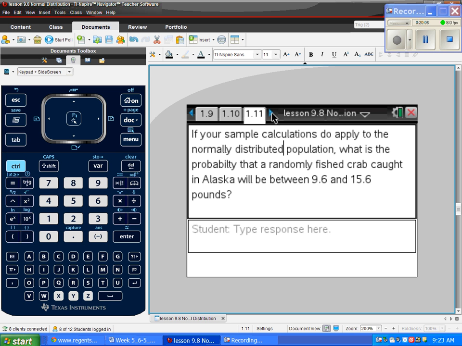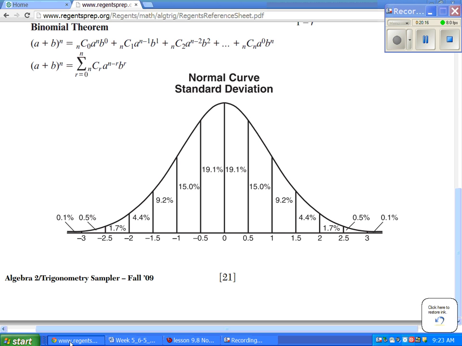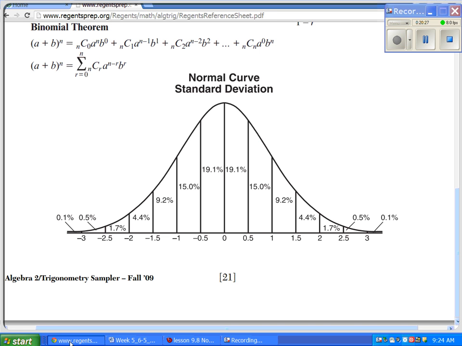Normally distributed. So that means I can go to my reference sheet and I could draw it out. Okay? And as you guys are drawing it out, where am I going to put my mean? At the 0, I have my 12.6, my mean. My standard deviation is 1.5. So go ahead, draw this out and fill in the rest of these.